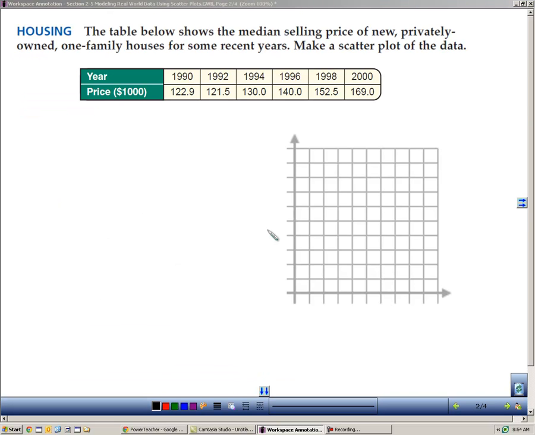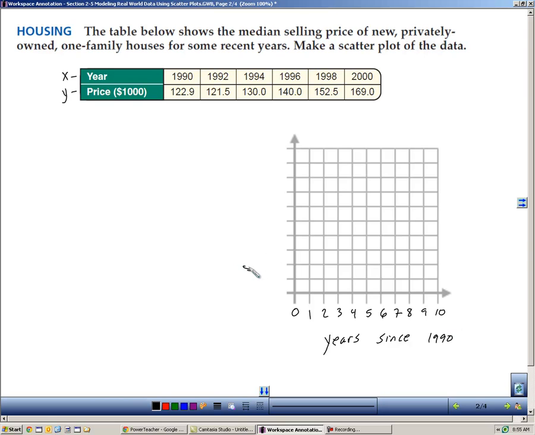Here's an example of housing prices per year, and we're supposed to make a scatter plot of this data. My independent value is the year, so I'm going to make that my x's, and my dependent value is the price, so I'll make that my y. On the bottom, I'm going to say years since 1990, and that way I can use single digits along the bottom. So we'll make this 0, which means that's actually 1990. If it's 10 years since 1990, then this last spot is representative of the year 2000.